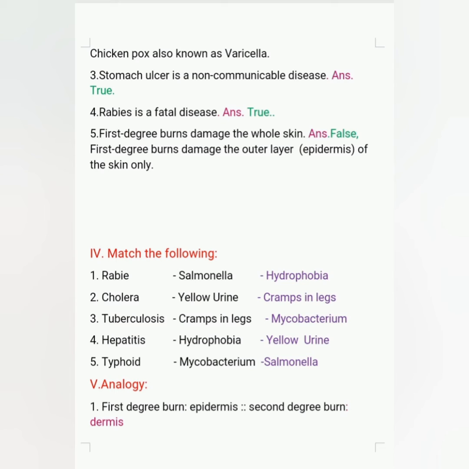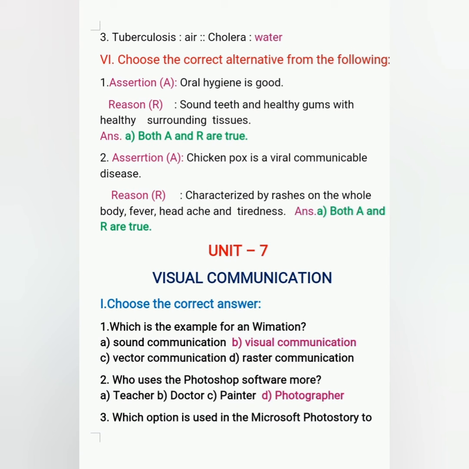Fifth Roman, analogy. Question number 1. First degree burns: epidermis. Second degree burns: dash. The correct answer is dermis. Question number 2. Typhoid: bacteria. Hepatitis: dash. The correct answer is virus. Question number 3. Tuberculosis: spread by air. Cholera: spread by dash. The correct answer is water.